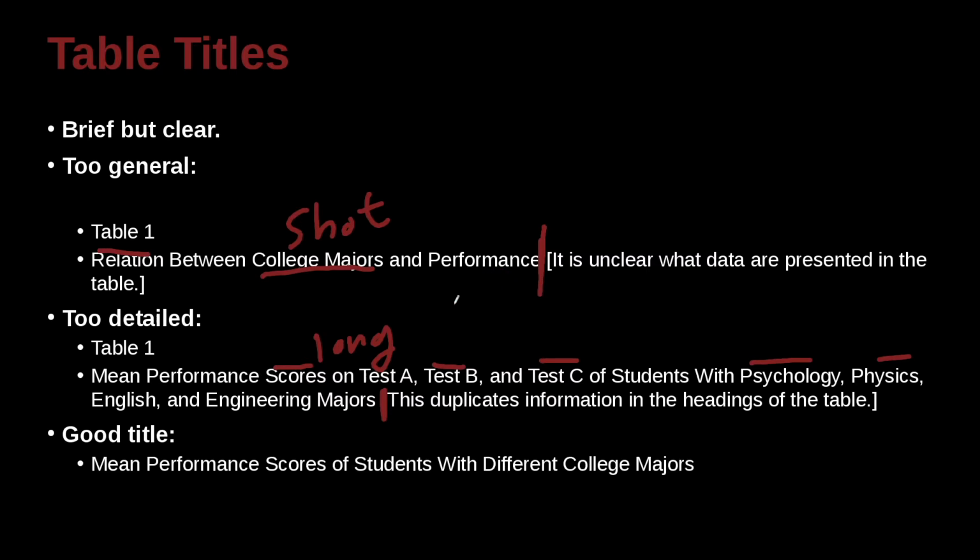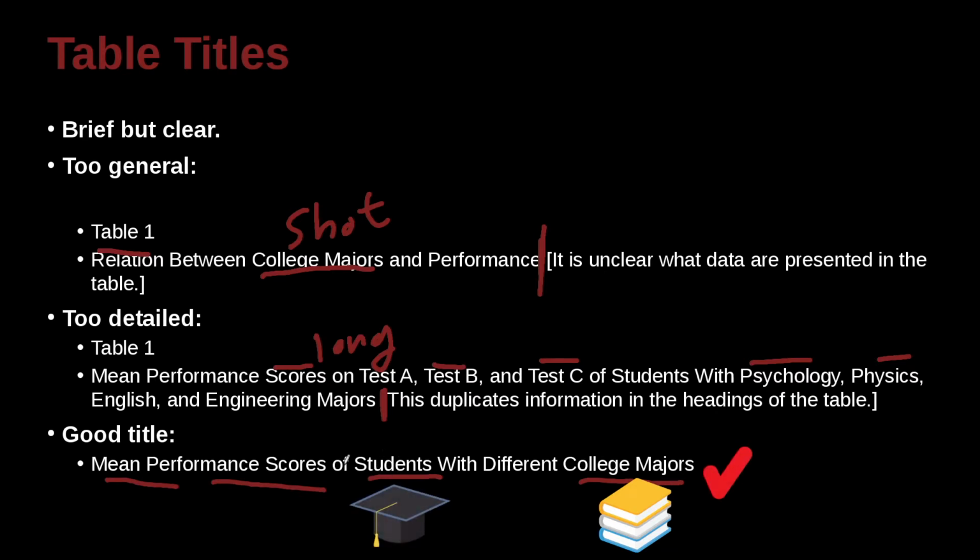A good compromise would be in the middle, something like this. Mean performance scores of students with different college majors. So we do mention majors, but we don't say what the majors are. We do say that it's measuring the mean and the performance scores of the subjects who are students. So this is a good title for a table because this table is going to show me the students. The variables are going to be the performance scores. The numbers inside of here are going to be the means, and the subgroups are going to be the college majors, the small n, right?